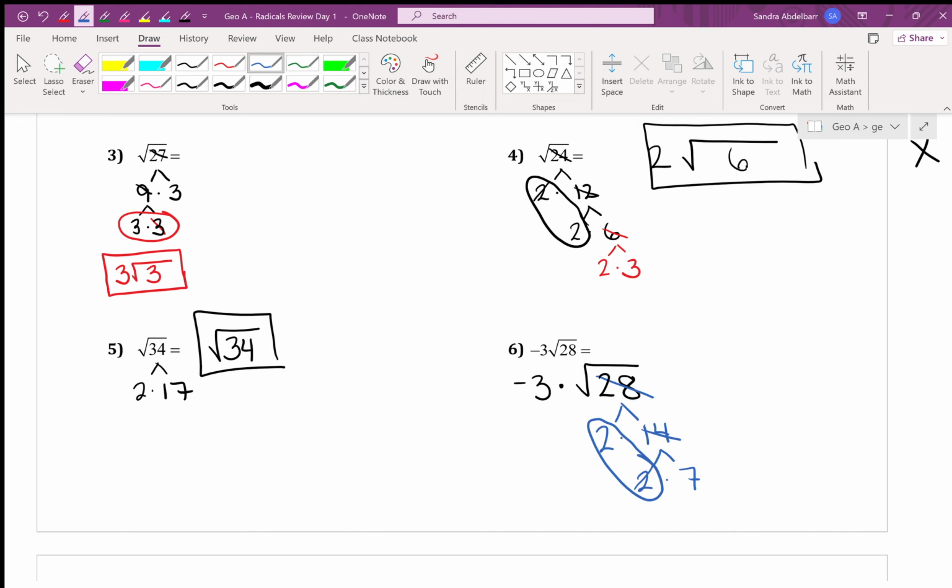Just 1 2 is coming out. What's already on the outside? A -3. What do you think you have to do with that 2 and that -3? You got it. We're going to multiply them. A 7 is left on the inside. So this gives us -6 root 7.